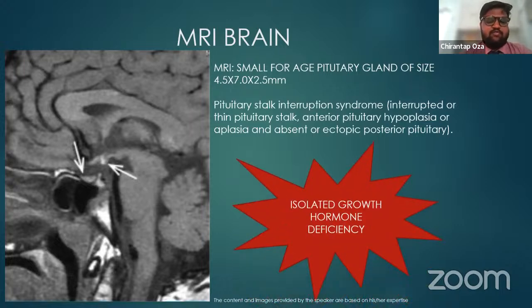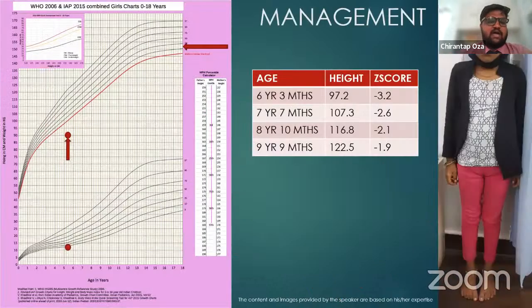So the diagnosis of isolated growth hormone deficiency was made. She was started on 20 microgram per kg per day of recombinant human growth hormone, and the dose was slowly increased to 30 microgram per kg per day. And the response that we could see is as shown in this growth chart.